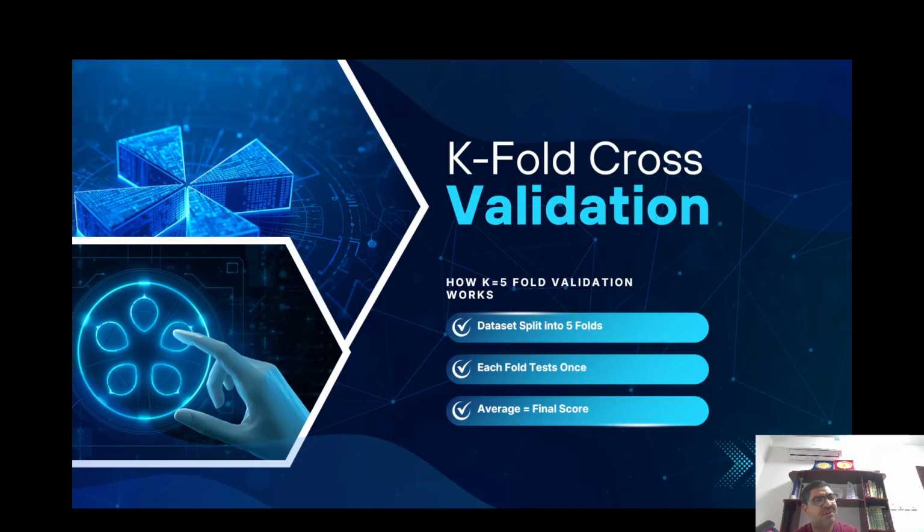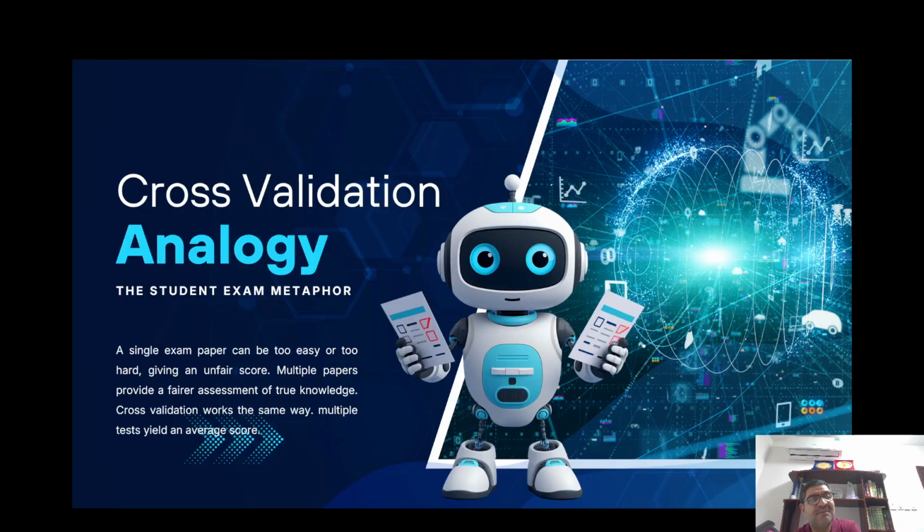What happens in cross validation is, we are saying k-fold cross validation. What is this k-fold cross validation? Let us take the example that k is equal to 5. The data set splits into 5 folds, and every fold is tested once. Then we take the average of all of the results, which is the final result.